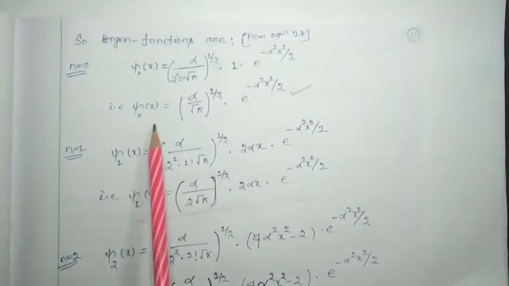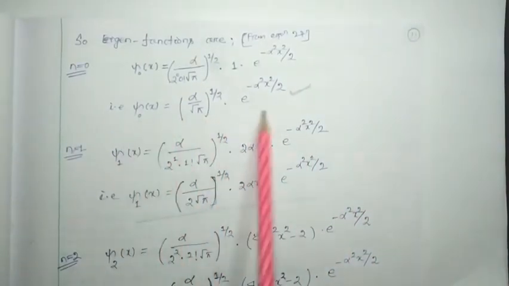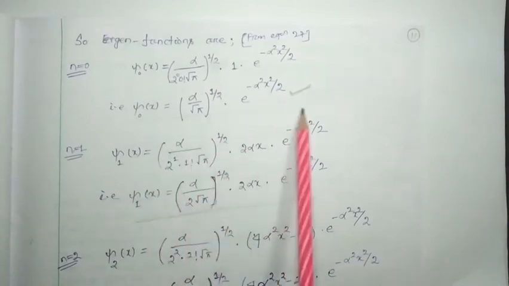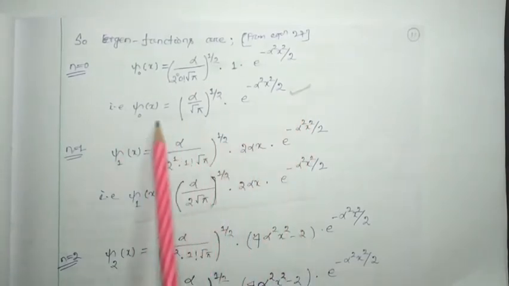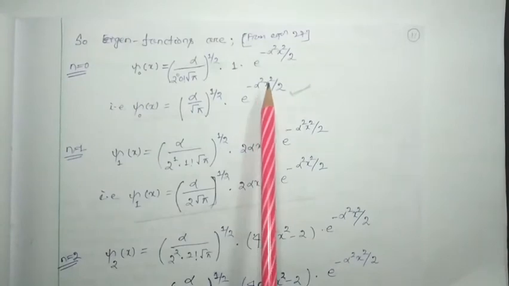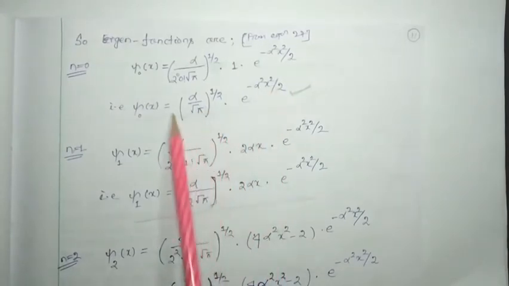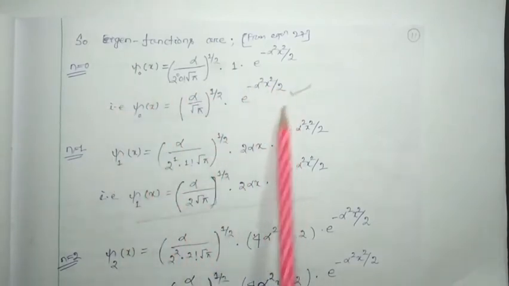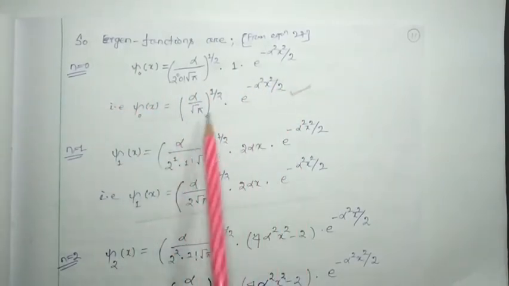Now if we are going to consider the first state, or zero, or we can say the ground state, this is in the form of e to the power minus x square, and it is a constant.